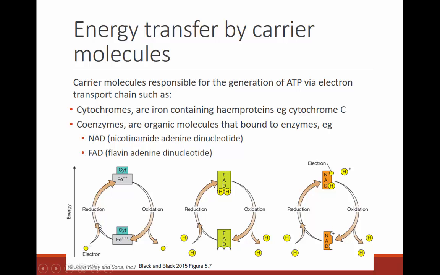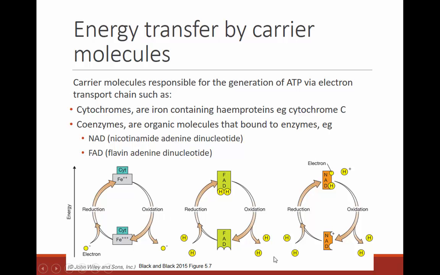Gain of electron. So this is less positive. Then it undergoes oxidation, which means it loses an electron, which means it gets more positive. Yeah, that's all it means.